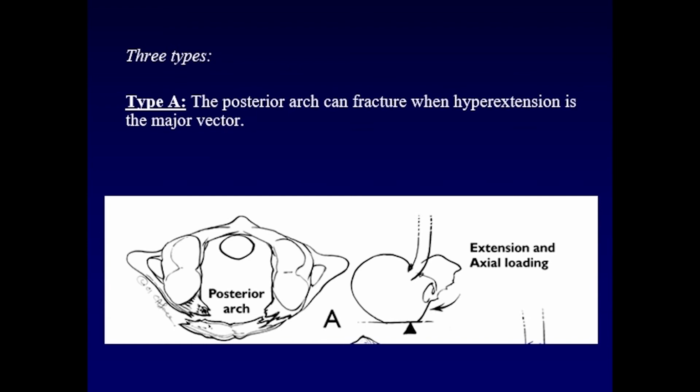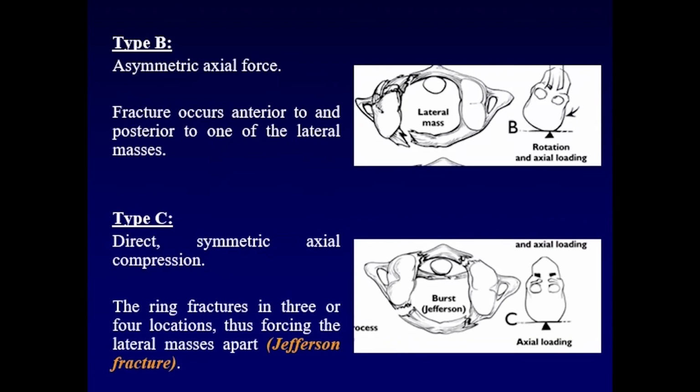Type A, where the posterior arch is fractured. Type B, when asymmetric axial force occurs, it results in a fracture anterior and posterior to one of the lateral masses. And type C, if there is a symmetric direct axial compression, this results in fracture of the ring in 3 or 4 places, the classically called Jefferson fracture.